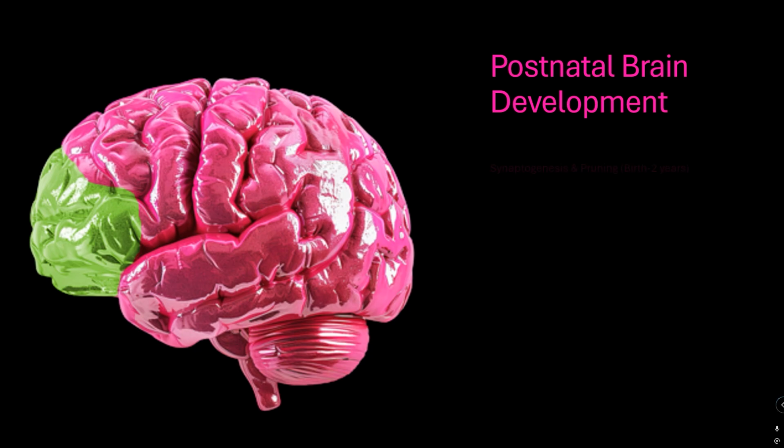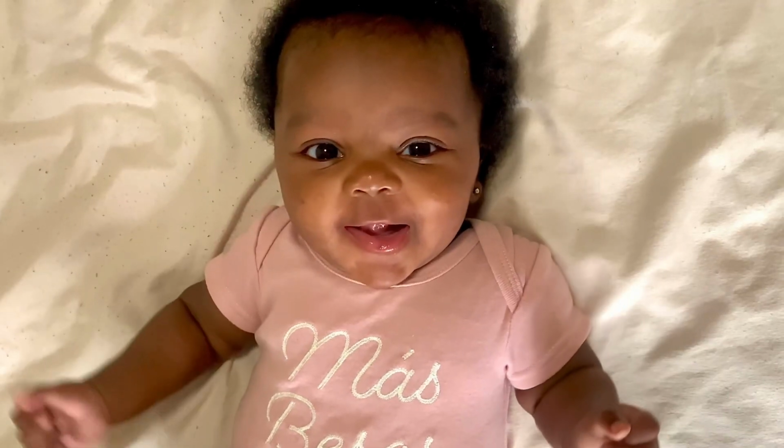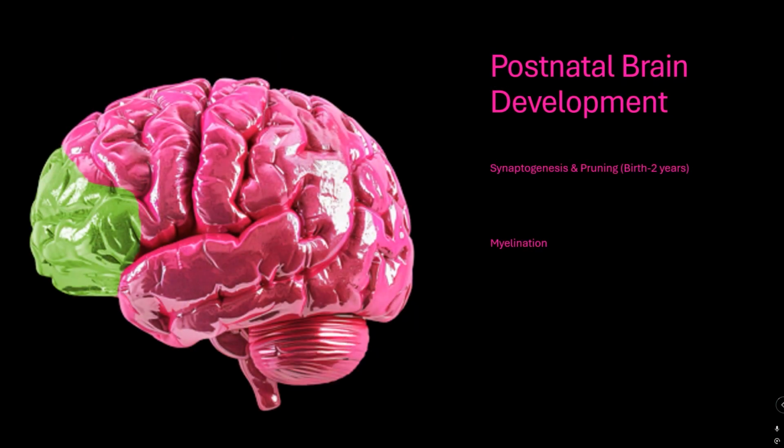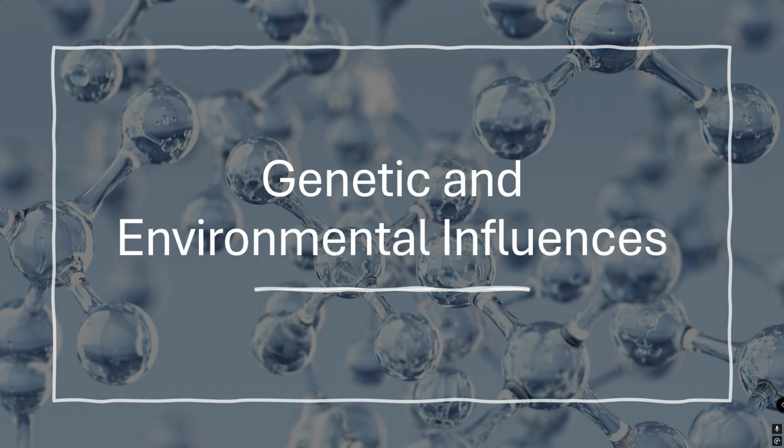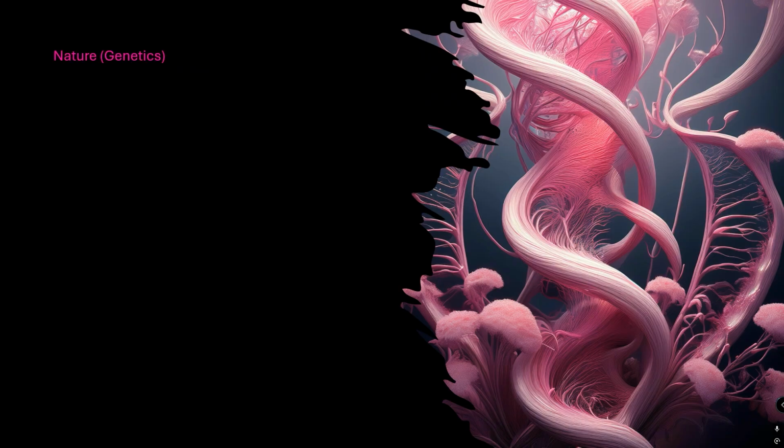Postnatal brain development. Synaptogenesis and pruning from birth to 2 years. During this period, synaptic density increases, followed by pruning to refine those connections. Myelination continues through childhood and adolescence, particularly in the prefrontal cortex. Genetic and environmental influences. Nature, genetics, provides the basic blueprint for brain structure and potential, and determines the sequence and timing of brain development.